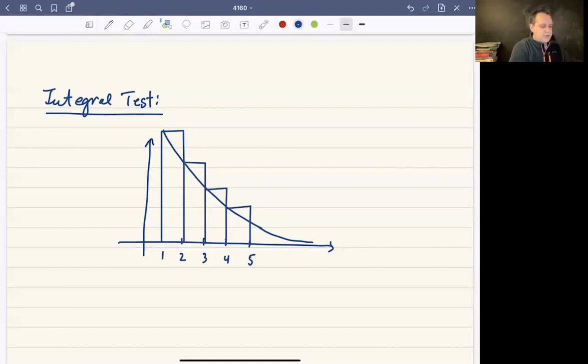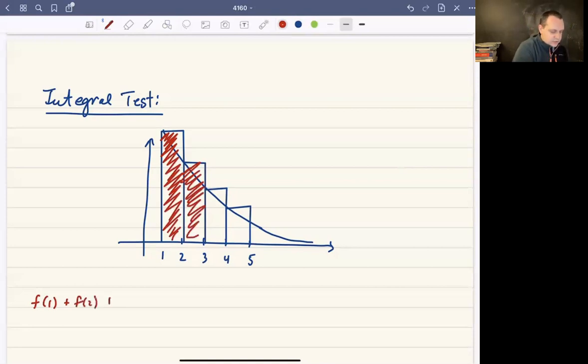And what I want to do is think about the area of these rectangles. Now this is going to have height f of 1 and width 1. So this rectangle is going to have area f of 1, plus this area will be, again, width 1, height f of 2, and so on. And so if we add up all these values, now remember that instead of writing f of 1 and f of 2, we normally write that this is the sum of a sub n as n goes from 1 to infinity.